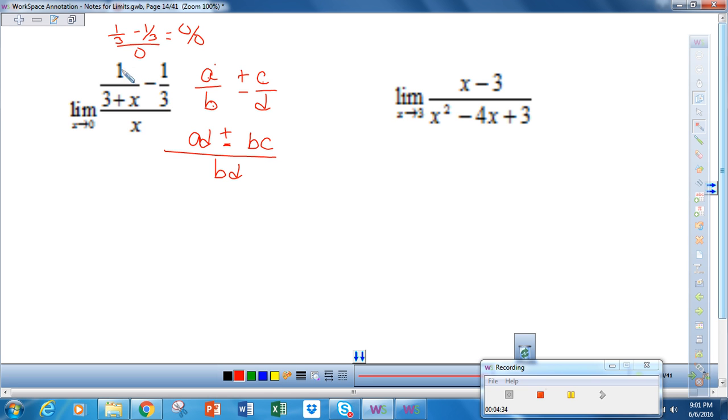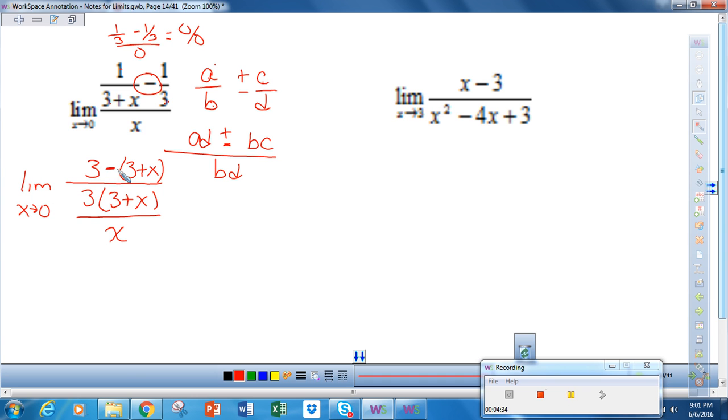So using that, I'm going to do 1 times 3, which is 3. Since this is subtraction, it's going to be subtraction, and then 1 times 3 plus x, which would just be 3 plus x. But you have to be careful here and make sure you put that in parentheses. Then multiply the denominators together, and I get 3 times 3 plus x all over x. My advice to you is not to try to distribute this, just to leave it this way. Okay? And once again, I should be writing the limit as x approaches 0.